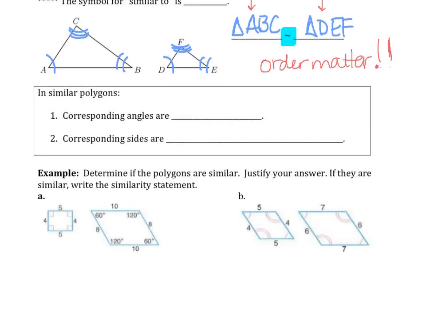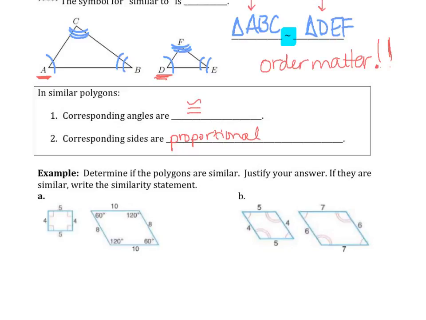All right, in similar polygons, all similar polygons, your corresponding angles are congruent. Again, those corresponding angles in that example I just gave you, triangle ABC is similar to triangle DEF. Angle A corresponded with angle D, and so on throughout the triangle. And the second part of similar polygons is that corresponding sides are proportional. So we can set up a proportion to show that they're similar. If they're similar, the proportions will be equal to each other.